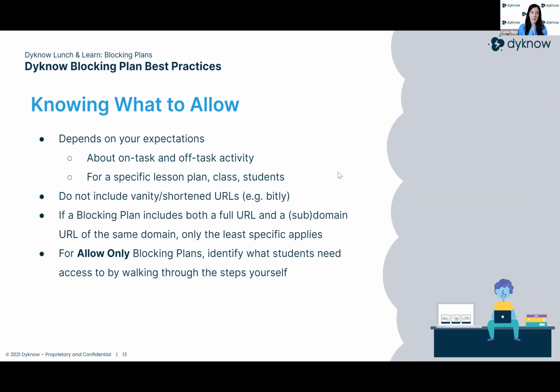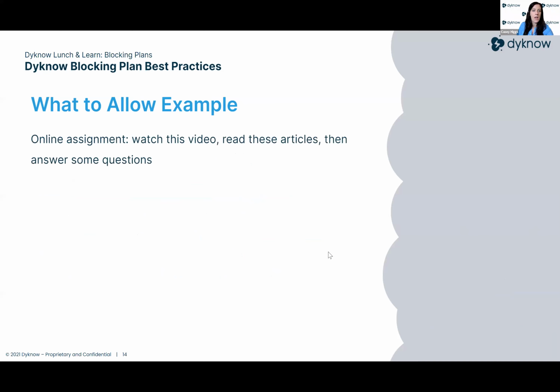It really depends. So if you are creating an allow only blocking plan, and you want to make sure that the URLs your students are going to access are the ones you've included, I just recommend walking through the steps yourself. It's really that easy. Teachers navigate themselves the same websites and apps that the students are going to use later in class, and just identify what URLs and apps you use. And that's the same thing that will go into your blocking plan, because students will need to access those same things as well. I've got an example here for you.